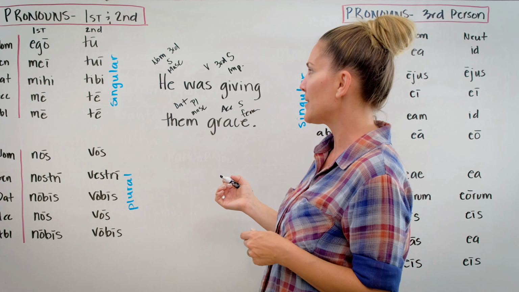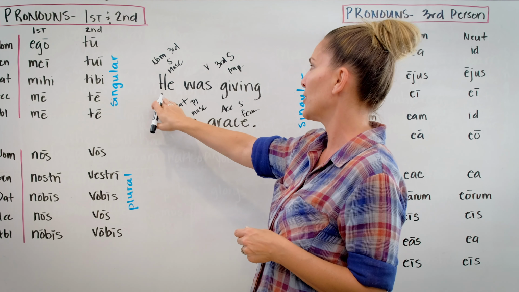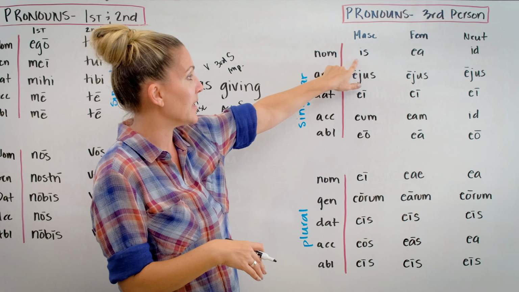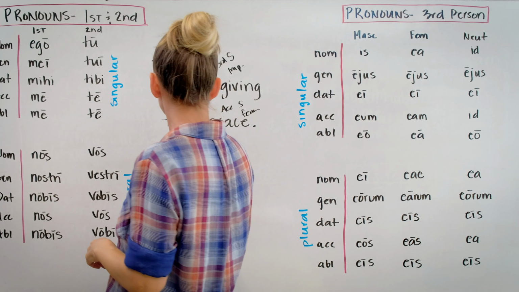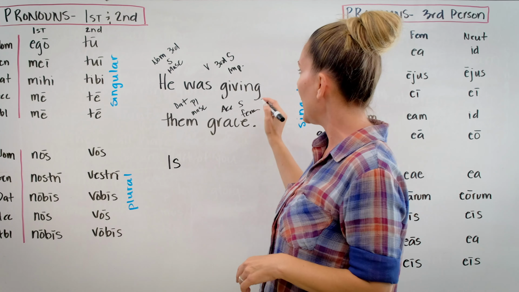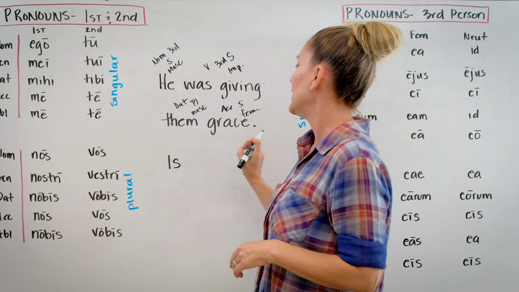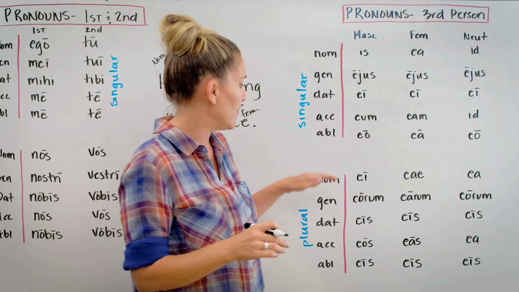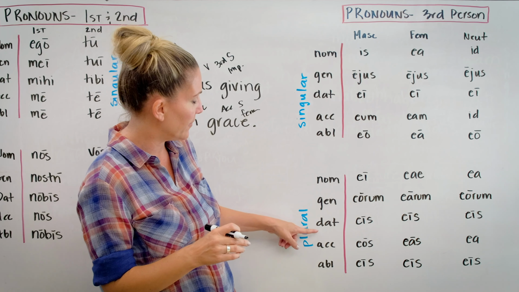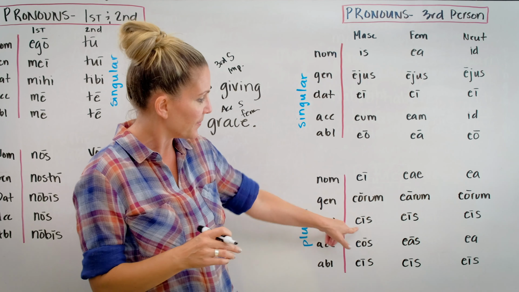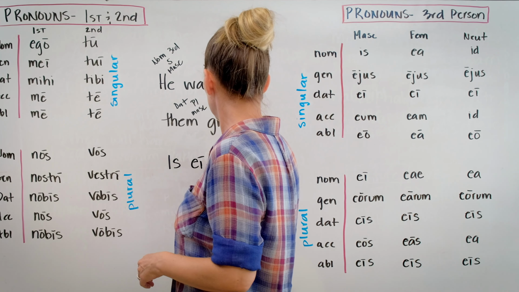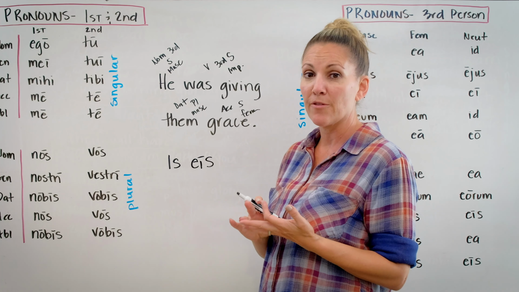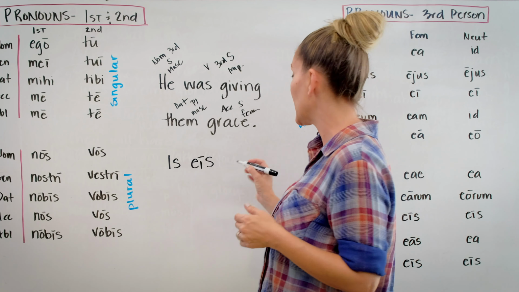All right, so let's put this all together. He was giving them grace. So I'm going to start out with my nominative singular masculine word for he, which would be over here. So nominative singular, the masculine is. My verb's going to come last, so I'm not going to worry about that right now. My indirect object will come next. So a dative plural masculine version of them would be, down here's my plural, here's my dative, eis. And then what is he giving them? Grace. My accusative is going to come next. An accusative singular feminine ending for the word gratia, gratiae would be gratiam.